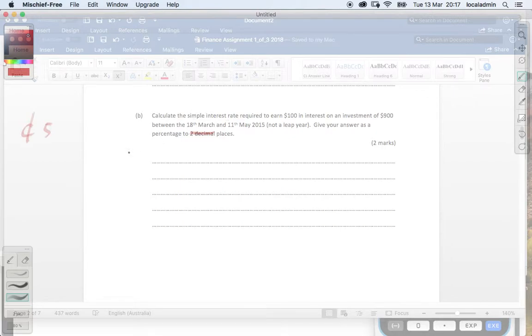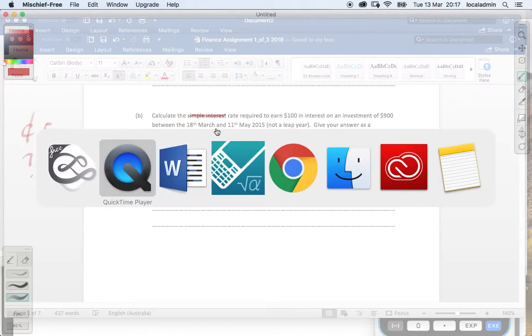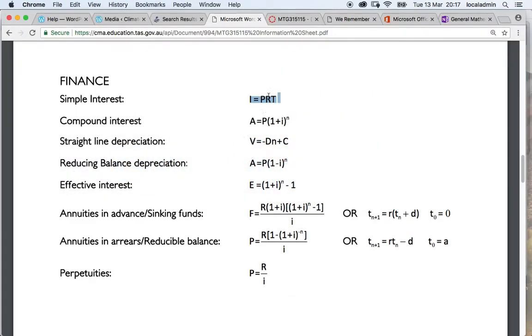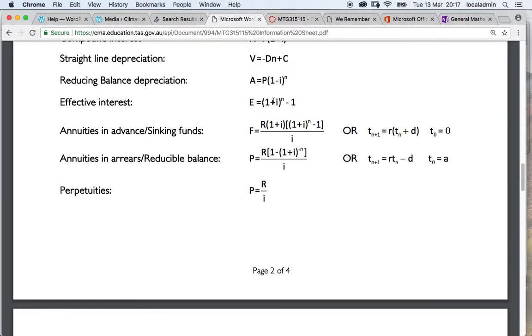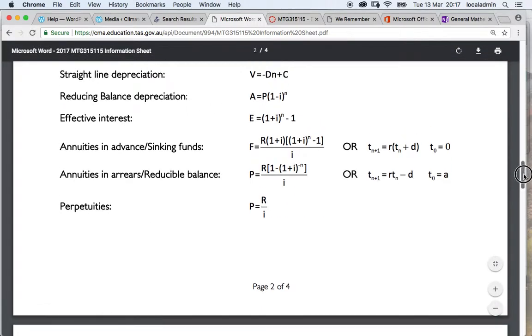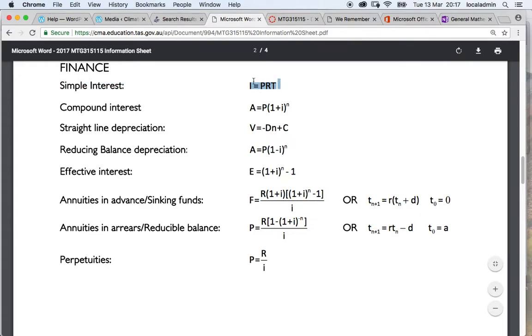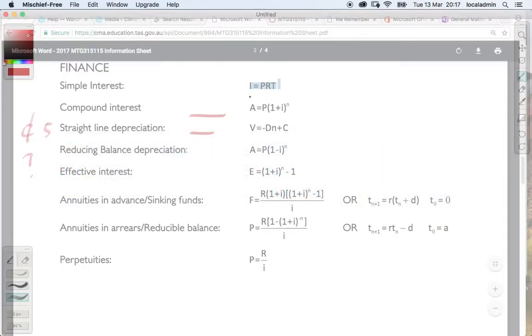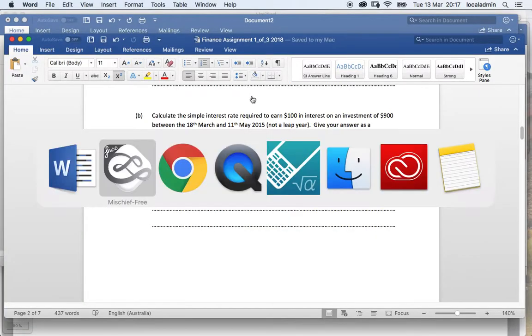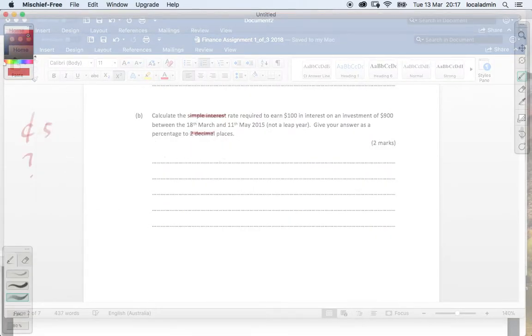So remember the premise is which formula. And which formula is clearly indicated here. It's a simple interest rate. So according to the formula sheet, we are using the simple interest rate formula, which is I equals PRT. And we had that before. So let's go back here. I equals PRT. So let's change that color to black. Because of that magic word there, we are using I equals PRT.